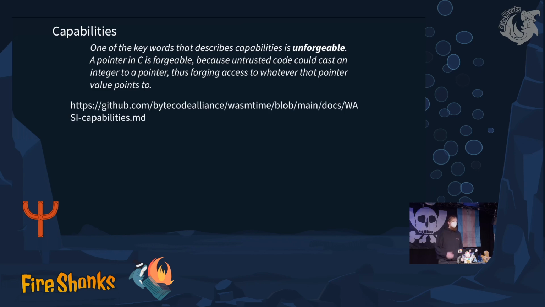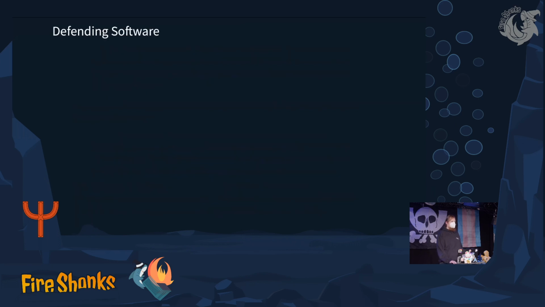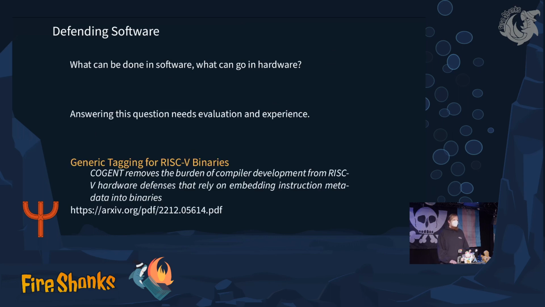How can we avoid forgeability? In the project, for some time you can find approaches how you can avoid it. Else, what can you do in defending software, and what needs to go into the hardware?